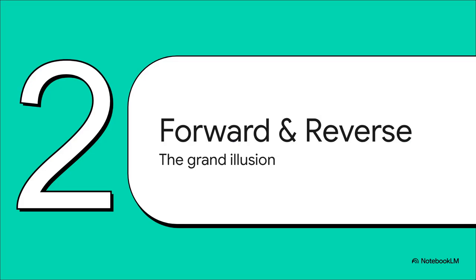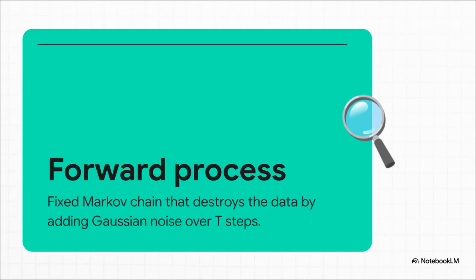Section 2. The grand illusion: forward and reverse. The first act of this illusion is what we call the forward process, mathematically denoted as q. Imagine taking a perfect, high-resolution photograph. In the forward process, we deliberately take that pristine image and progressively ruin it by adding pure Gaussian noise, step by step, typically over 1,000 tiny steps. By the end of this process, the original image is completely gone. It's nothing but pure, unadulterated static.